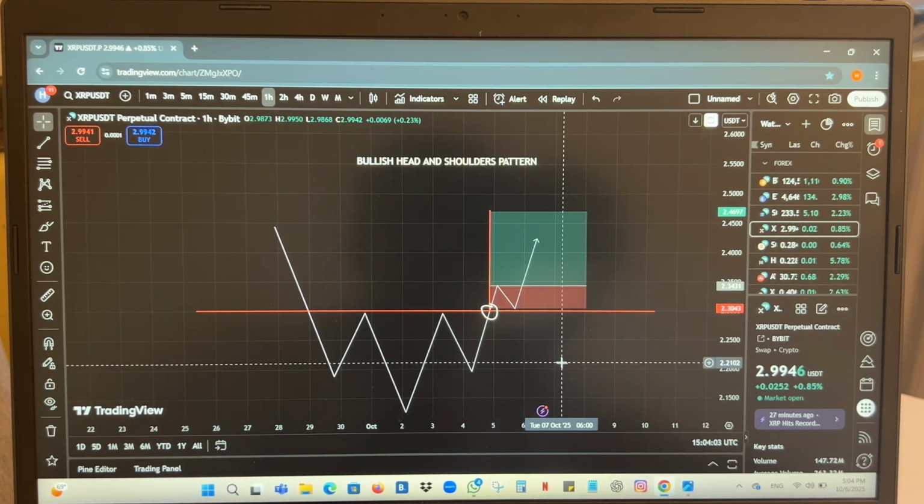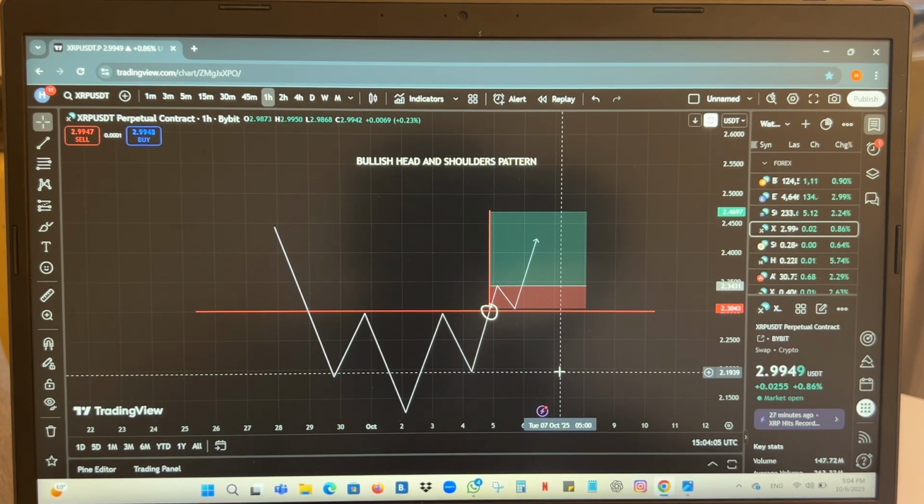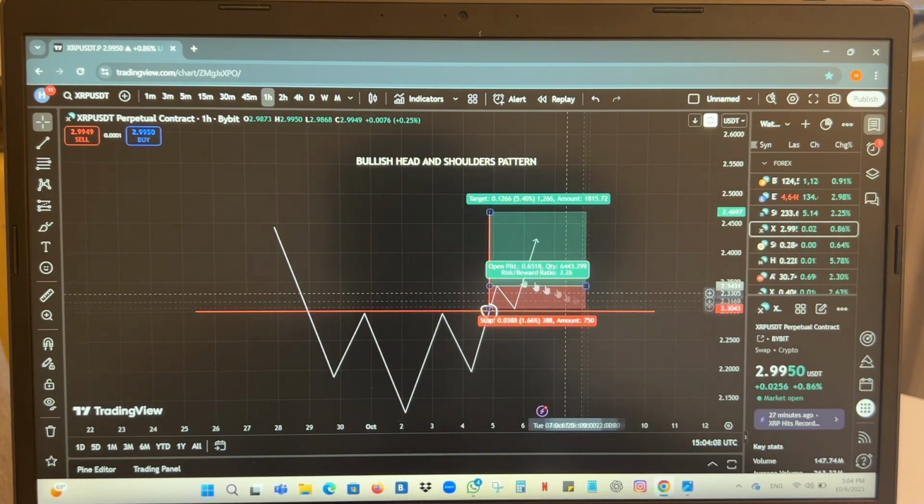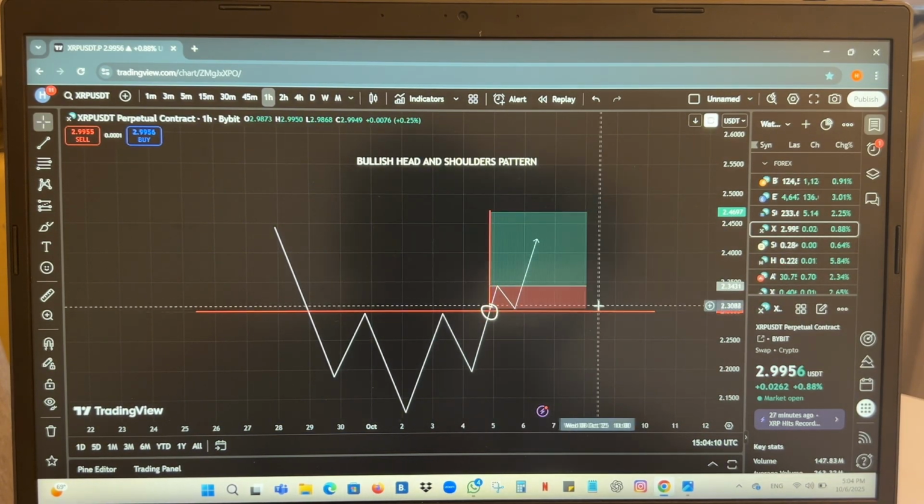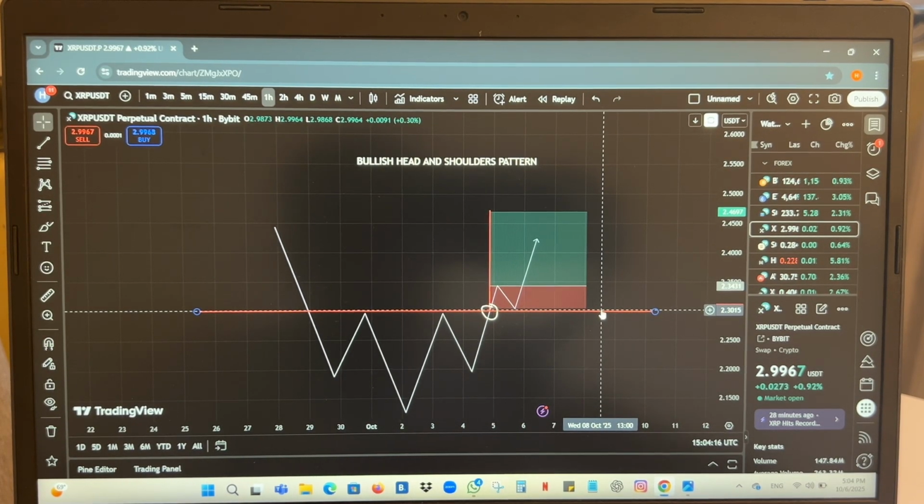So this is the basic idea of the bullish head and shoulders pattern. There's nothing much to it, just like I showed you earlier. There are plenty of examples in the market. I'm not going to bore you with anything because I showed you examples for the bearish one. It's just the same thing upside down.